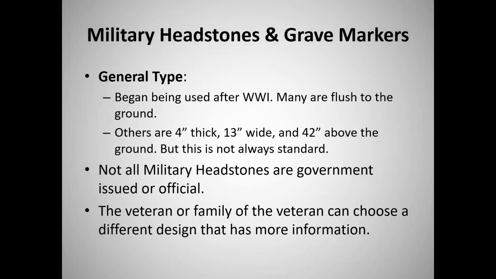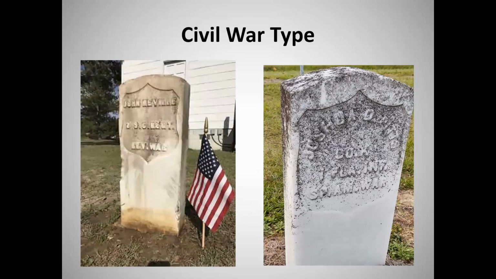You also have a general type, which began to be used after World War I. Most of these are flush to the ground. Others are about 4 inches thick, 13 inches wide, and 42 inches above the ground. And when you think of places like Arlington Cemetery, that is going to be your general type of marker. Not all military headstones are government issued or official. A veteran may have had, or their family may have chosen a different stone or just not wanted all of their information displayed. These are examples of the Civil War type.